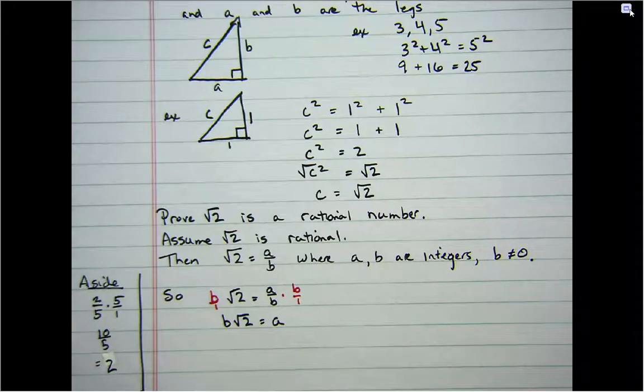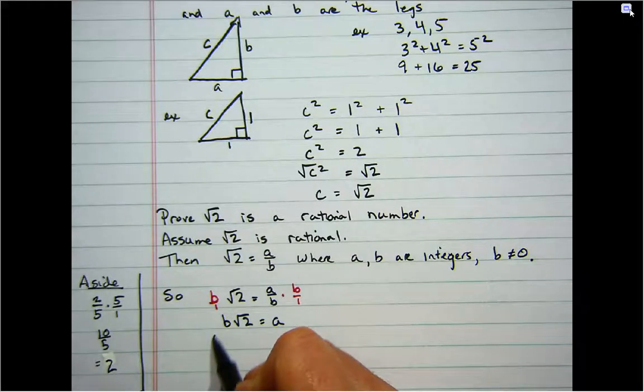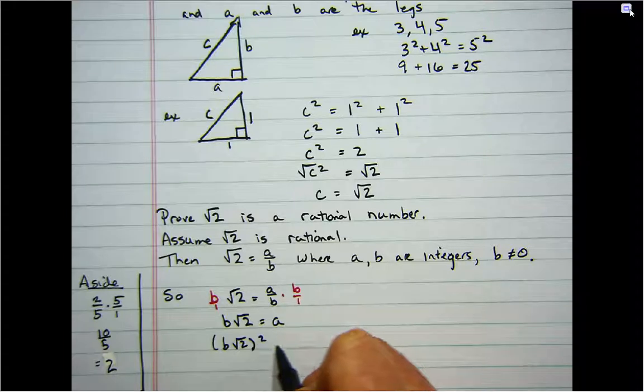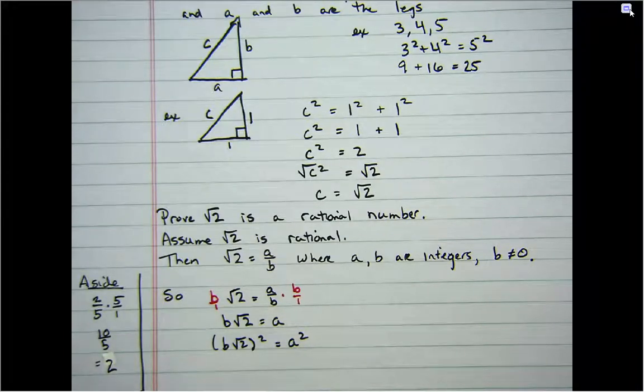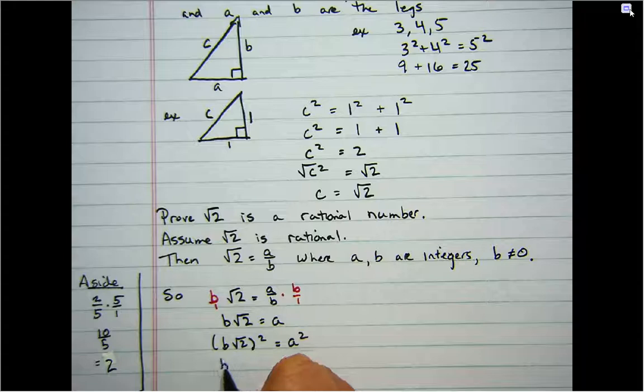So we do the same thing to both sides of the equation, and that makes the b cancel on the right. And now we'll square both sides of the equation. So both sides are equal, so when you square both sides, the results are equal as well. So you have b times b is b squared. Square root of 2 times square root of 2 is 2. And a squared on the right.